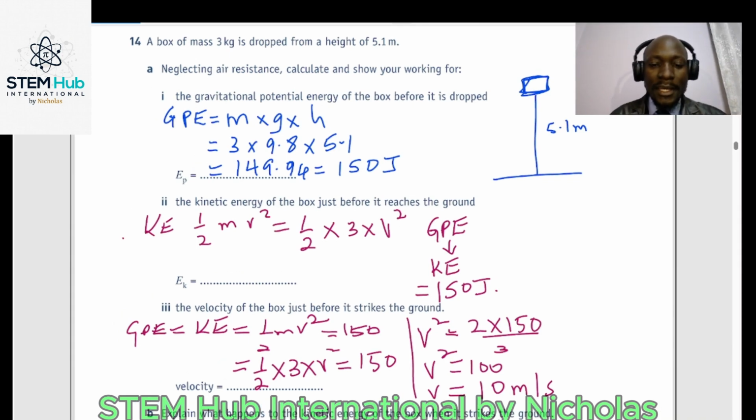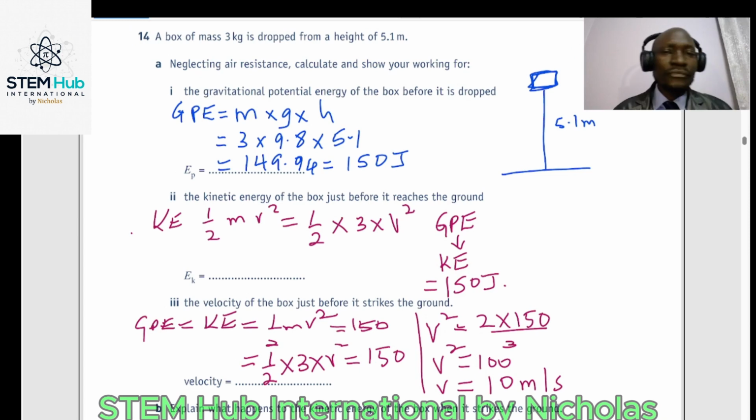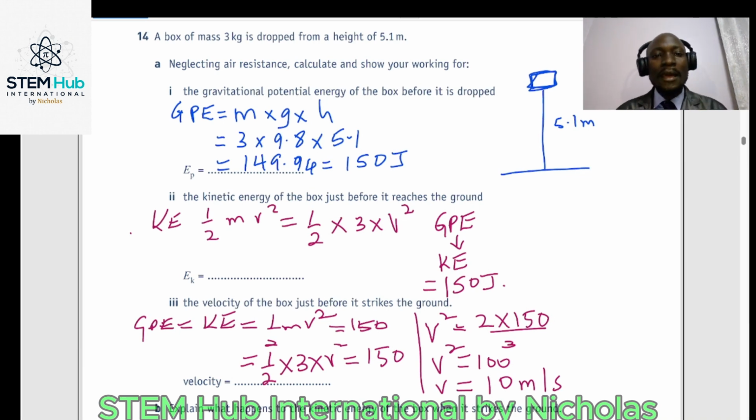Explain what happens to the kinetic energy of the box when it strikes the ground. Now, remember the law of conservation of energy. Energy can neither be destroyed nor created. It can only be transformed from one form to another. So when you say the energy is lost, you will be very wrong. You can be penalized.